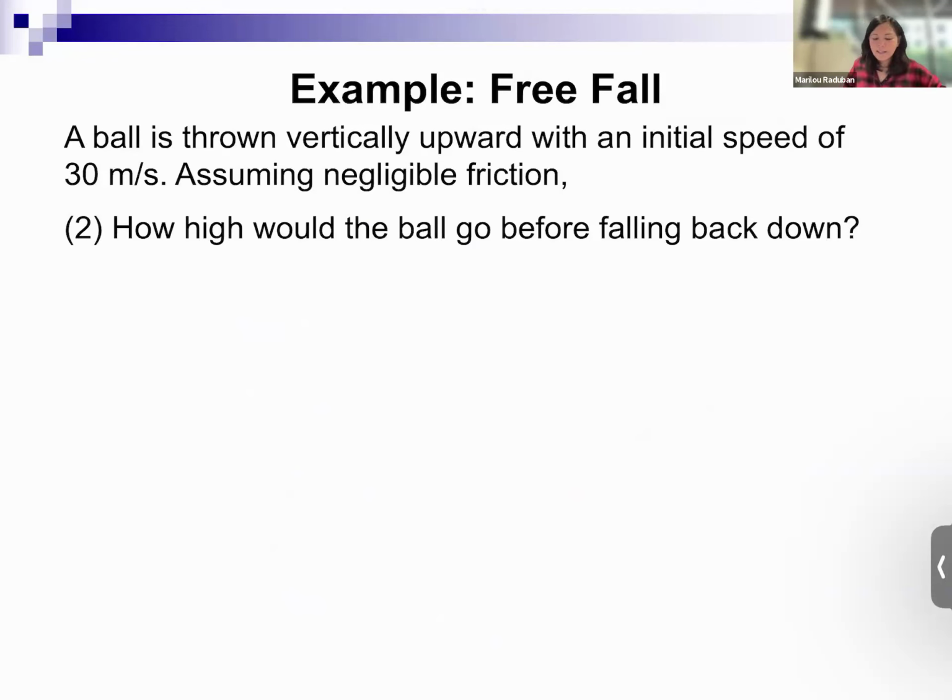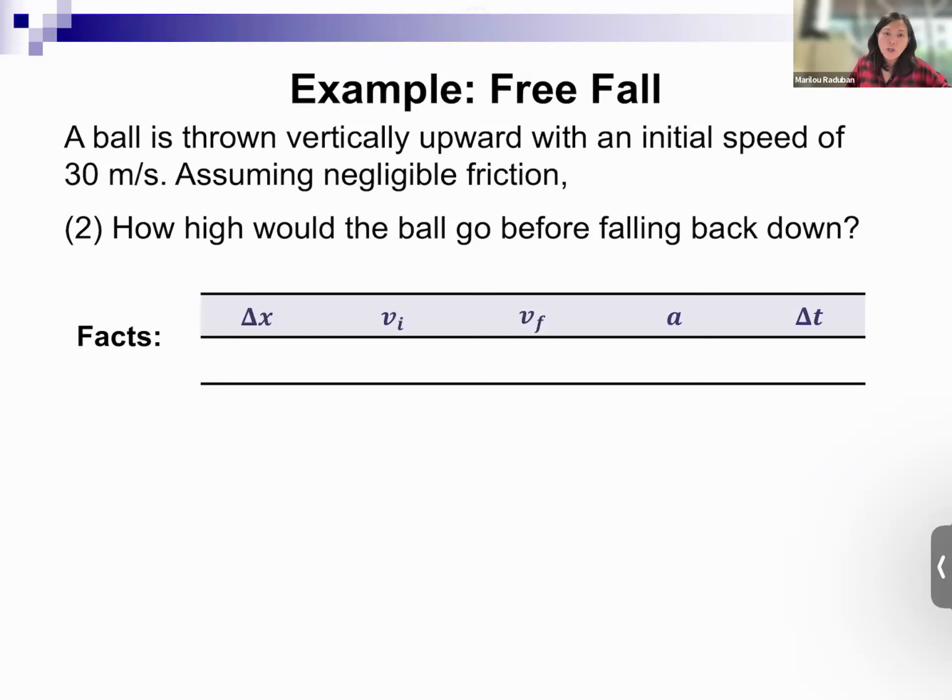All right, so for the second question, how high would the ball go before falling back down? We again use the same strategy. We write down what we know: initial velocity, and it's a free fall problem, so acceleration is automatically negative 9.8 meters per second squared.